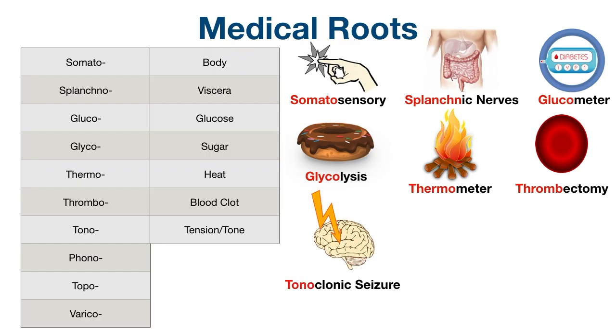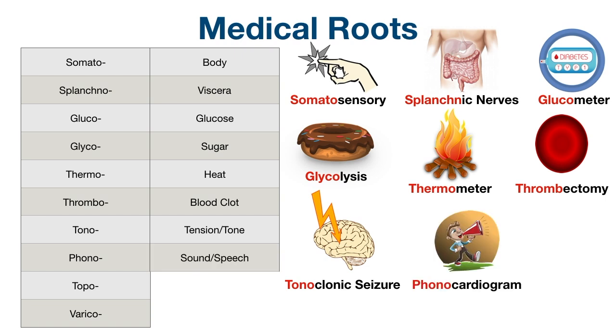Next we have tono, which means tension or tone. It's easy to remember because tono and tone sound the same. You can refer to seizures as being tonoclonic, which involve both stiffening tension or tone, which is the tono part, as well as jerking, which is the clonic part. The next one is simple too. It's phono, which means sound, speech, or voice. You can think of a phone which sounds like phono to remember sound or voice. An example is phonocardiogram, which is a graphic record of heart sounds.